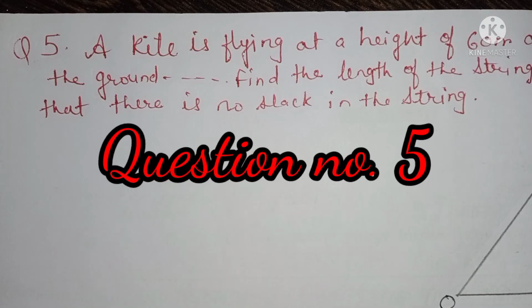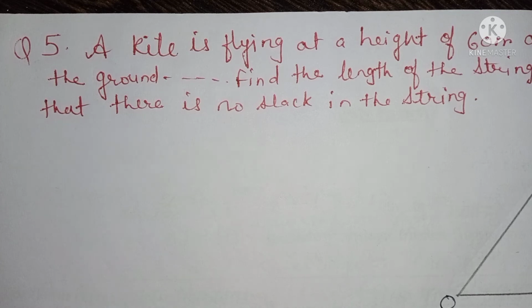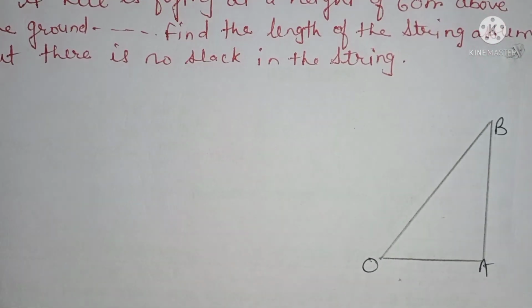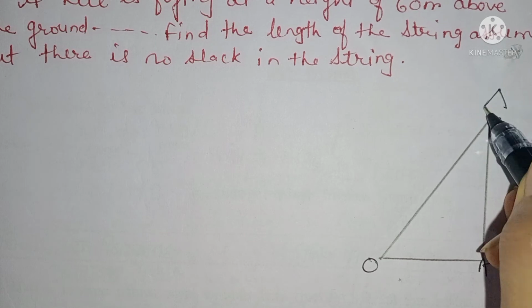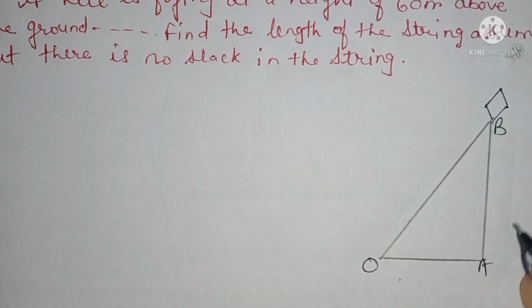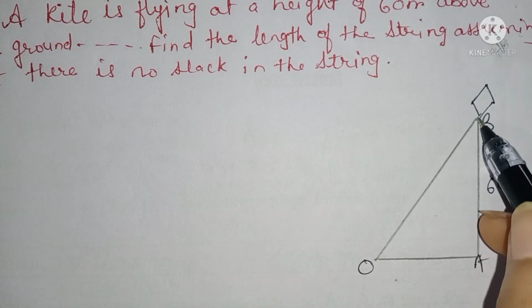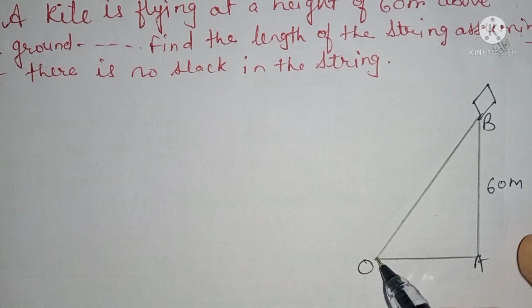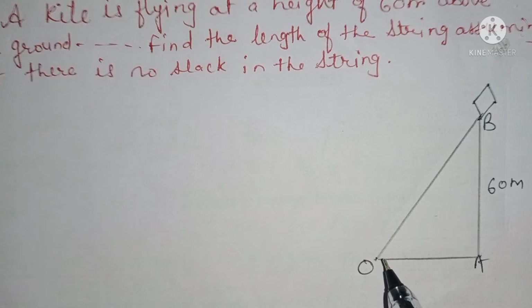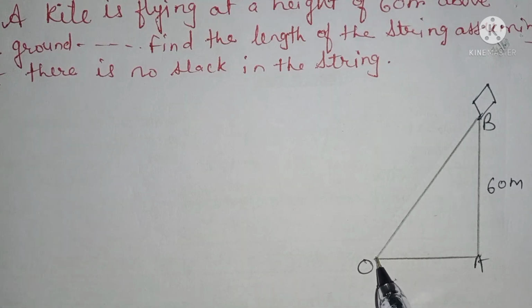Now question number 5 is, a kite is flying at a height of 60 meter above the ground. A kite is flying 60 meter above the ground. So see the diagram also along with it. This is the position of the kite. Here your kite is at 60 meter from the ground. That is AB is equal to 60 meter. All right. Then what else is given? It is given that the string attached to the kite is temporarily tied to a point on the ground. The string here is attached to the ground at position O. This O is your ground. Here this string is attached.